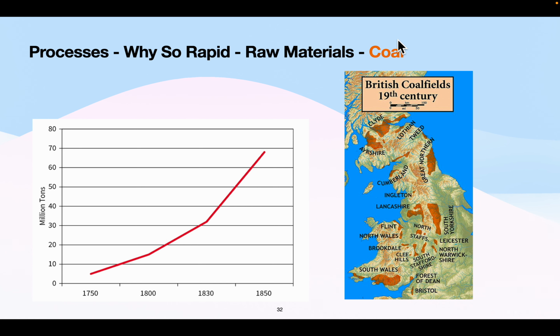Coal first. Britain had a lot. Once transport improved and prices fell, coal could be shipped almost anywhere in the country at a reasonable cost. Britain also had different grades of coal for different processes, a very handy menu.